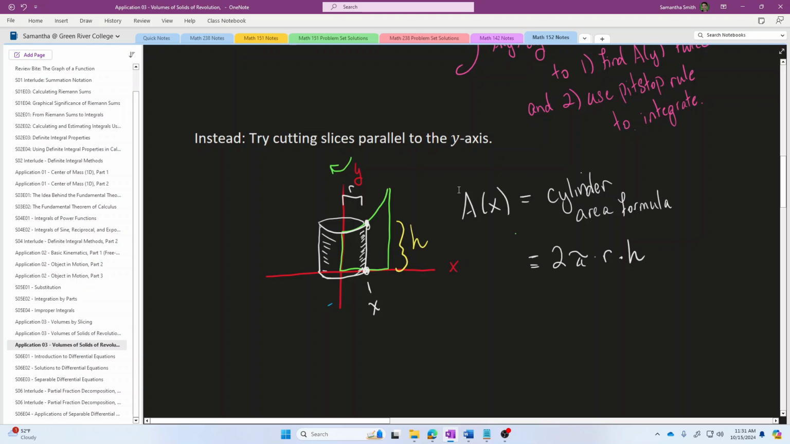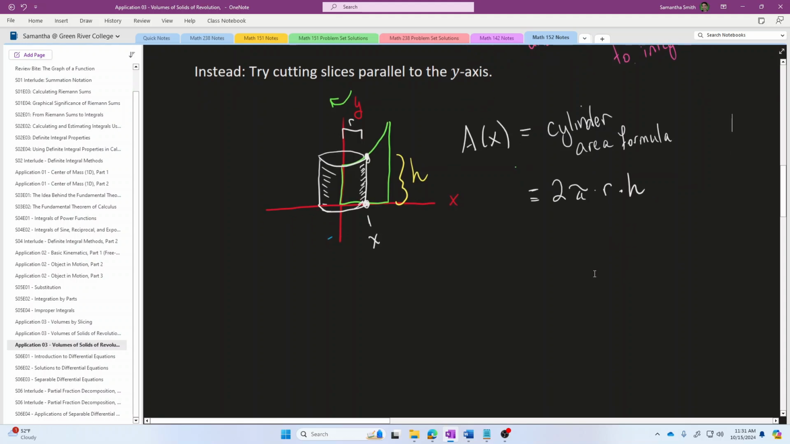If I can find a function which I give the x value of whatever slice I've decided to take, and the function gives back to me the area of the cylinder corresponding to that slice, if I can find that function, that area function, then all I have to do is integrate that area over all the relevant x values, and the integral of the areas of those slices will give me the volume of the object in question.